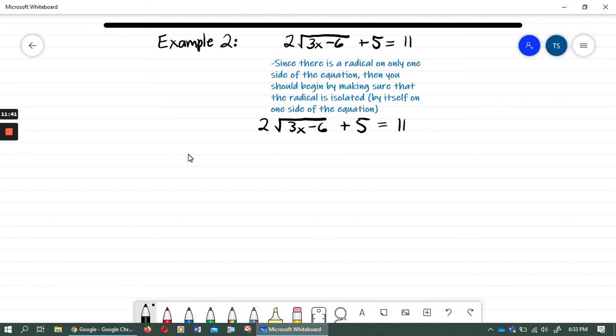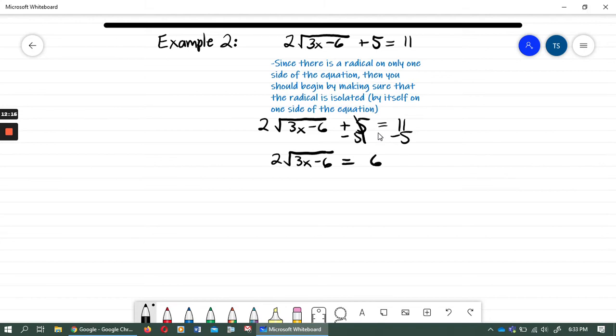All right, so guys, I suggest using the inverse operation to cancel out this +5 first. The inverse operation there would be subtracting 5 on both sides. When we do that, this cancels the 5s out. We still have 2 times the square root of 3x minus 6 on the left side of the equation. On the right side, we've got 11 minus 5, which is 6.